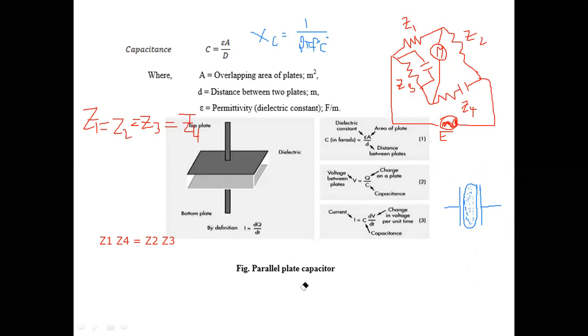capacitance C equal to epsilon naught, or simply I will write epsilon here. Epsilon A by D, where epsilon is the permittivity of this dielectric material. Okay, so now what will happen?